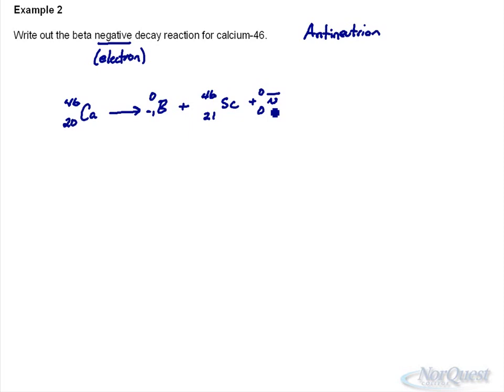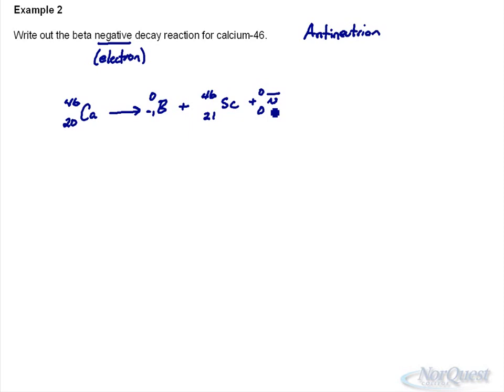The mass of a neutrino or antineutrino is not really 0. It's just so small in comparison to the other particles, it doesn't affect our calculations. But this needs to be added on our decay equations. Every time you have a negative beta decay or an electron being emitted, an antineutrino will be emitted as well.